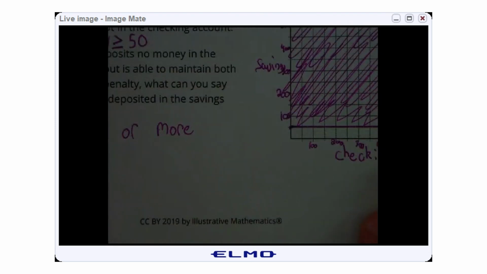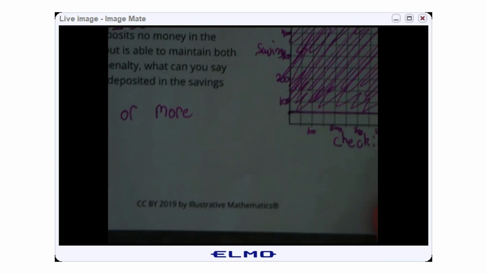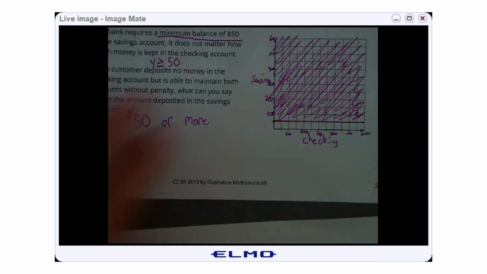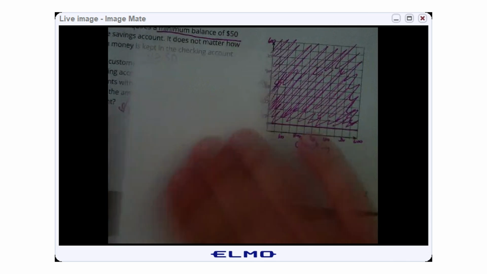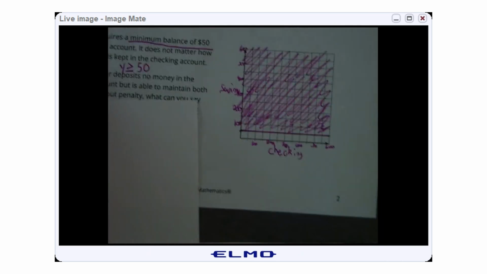Oh, trying to get this value here. We'll zoom out a little bit. Cover this up. So it looks something like this.